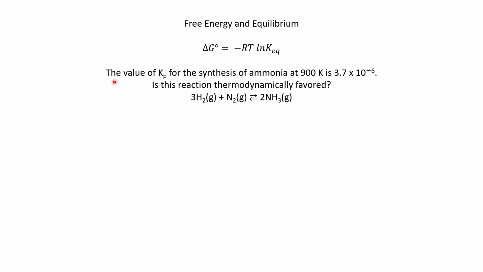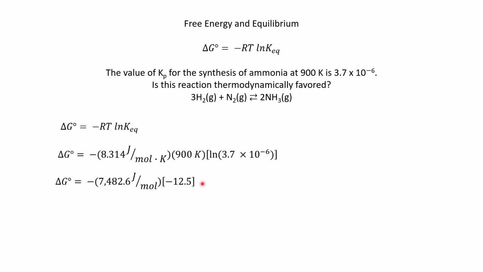Let's do an example. The value of Kp for the synthesis of ammonia at 900 Kelvin is 3.7 times 10 to the negative 6. And the question is, is this reaction thermodynamically favored? So if it's thermodynamically favored, that means it is spontaneous. That means we should be getting a negative value for delta G. Let's see what we get.